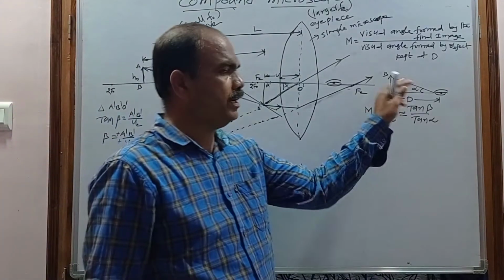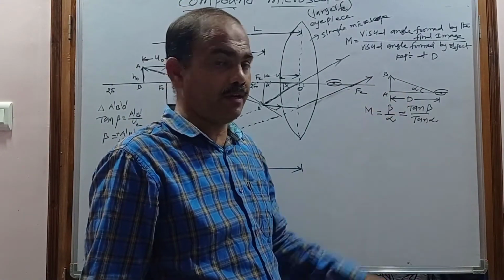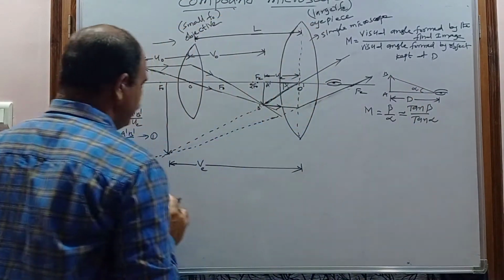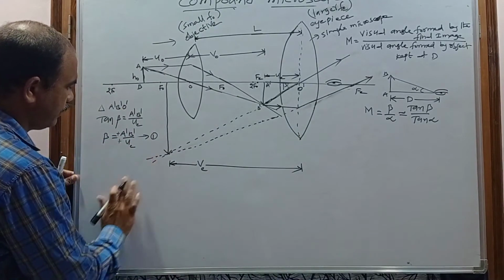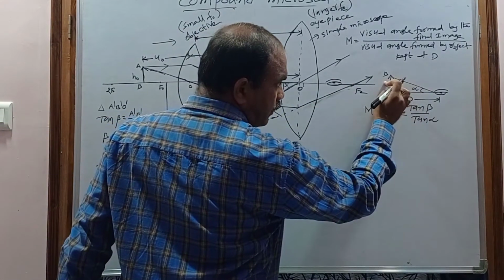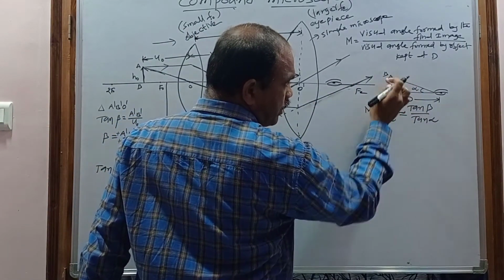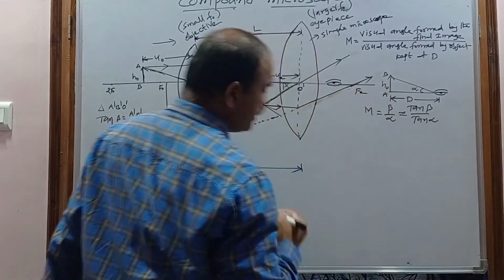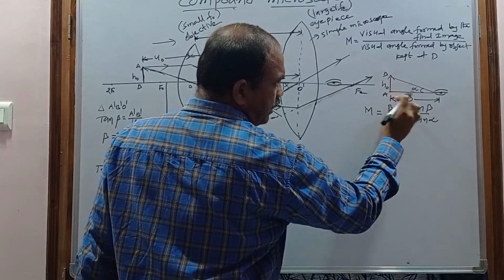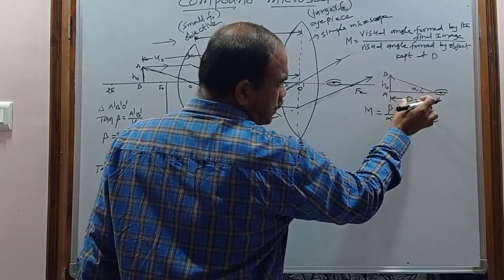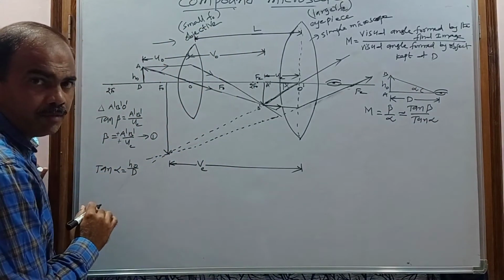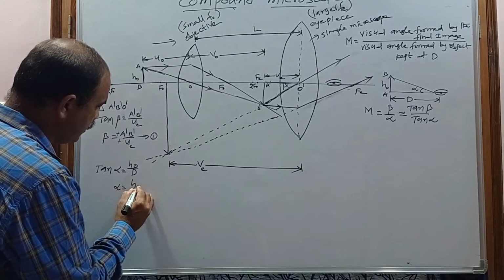And from this figure, if you imagine the object at 25 centimeters, the least distance of distinct vision, what is tan alpha? Tan alpha is opposite side by adjacent side. The opposite side is AB. How much height does AB have? H naught. So tan alpha is AB by this distance, which is the height of the object by the least distance of distinct vision, H naught by D. But tan alpha can be taken as alpha. So alpha equal to H naught by D.